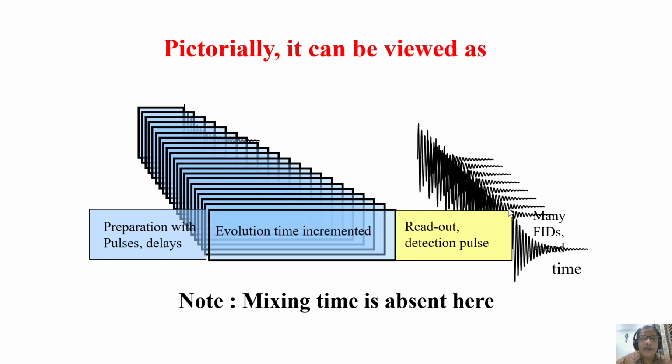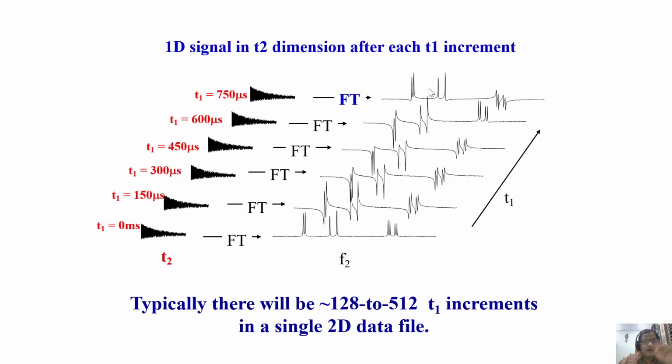So how many time domain data do we have here? One is the time domain data here, the other is the time domain data here. I said time and frequency are Fourier pairs. We have to convert them to the frequency domain. We will do that. So now a 1-dimensional signal in the T2 dimension is collected after each T1 increment, like this. What happens? I keep incrementing the T1, the FID is like this, and we do the Fourier transformation. In the F2 dimension, the signal appears with different phases like this.